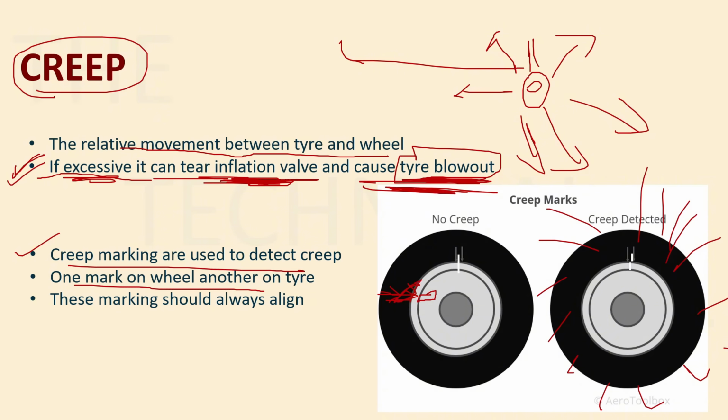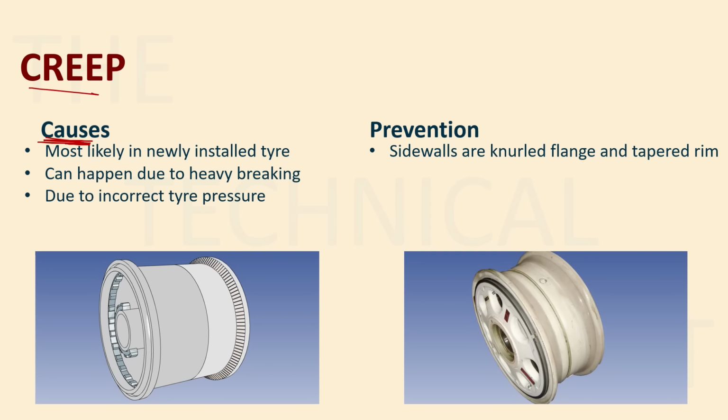One mark is on the wheel rim, another one is on the tire. These marks should always align. All right. So what are the causes of creep? The first one is most likely in a newly installed tire. Whenever you install a new tire, you need to pay extra attention to the creep markings because it is most likely to happen in a new tire.